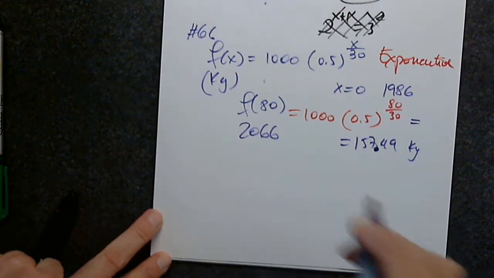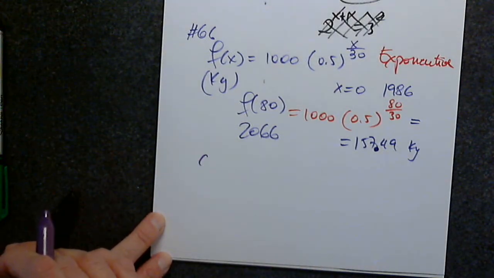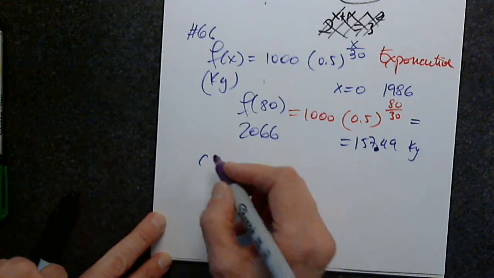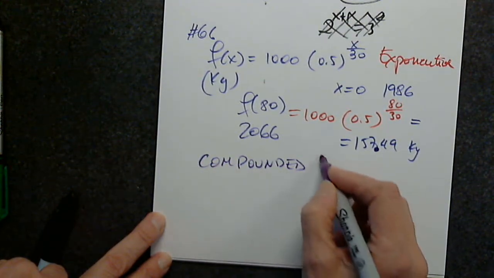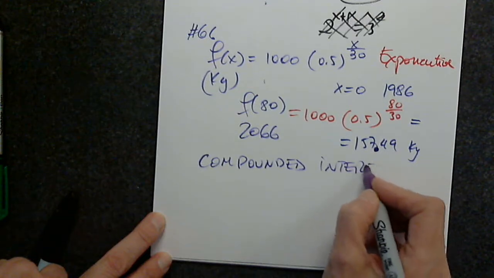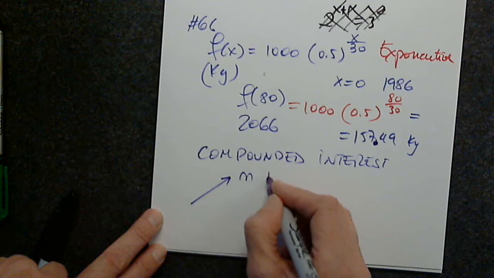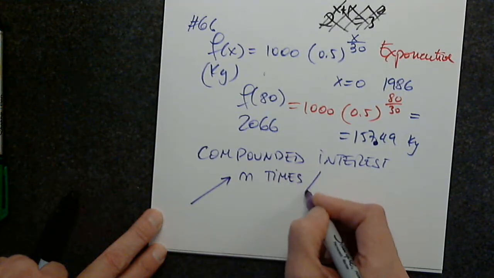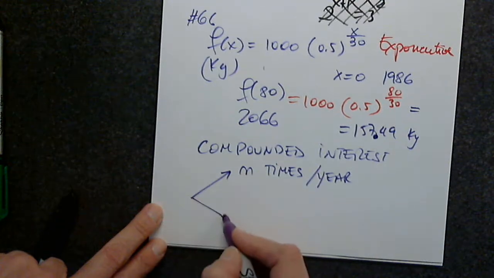Another application would be interest compounded continuously and interest compounded n times per year. So compounded interest is of two types: compounded n times per year, and the other option is continuously.